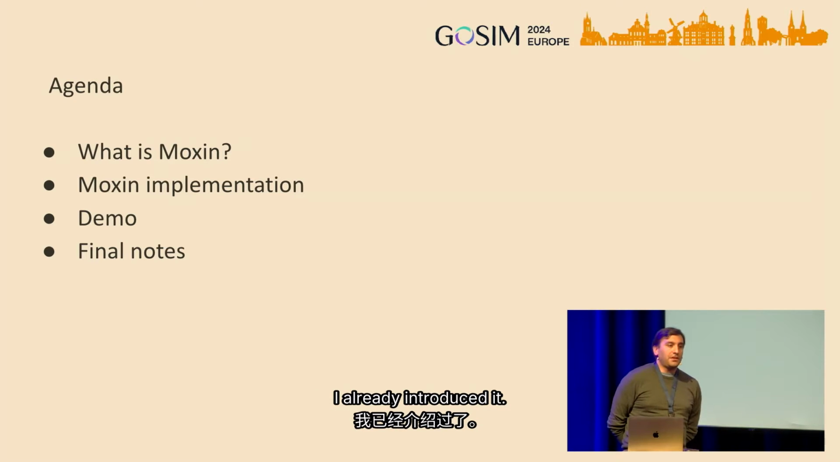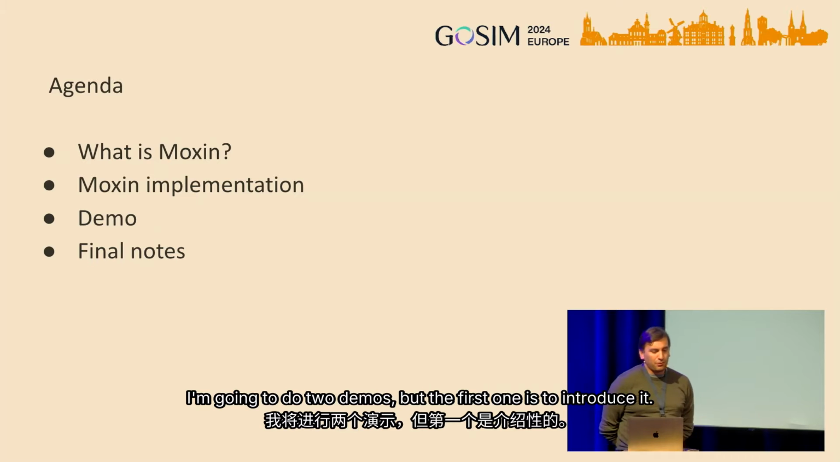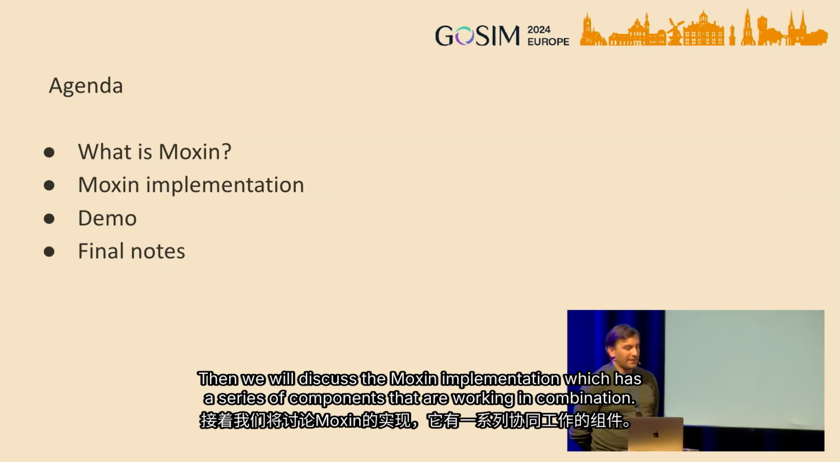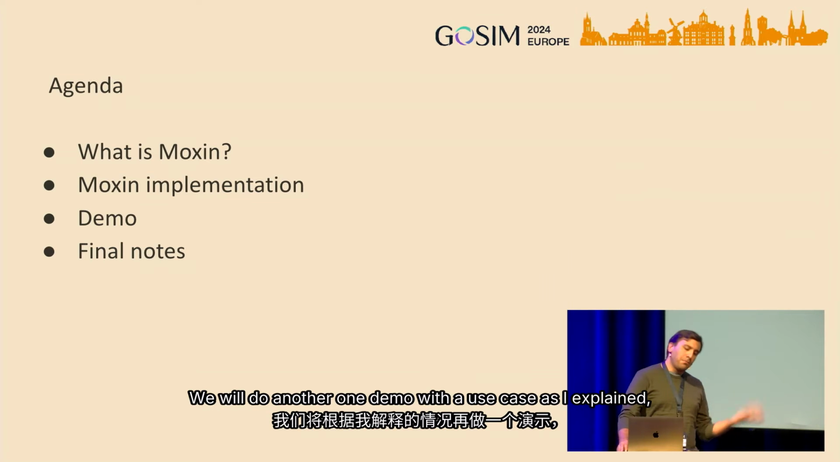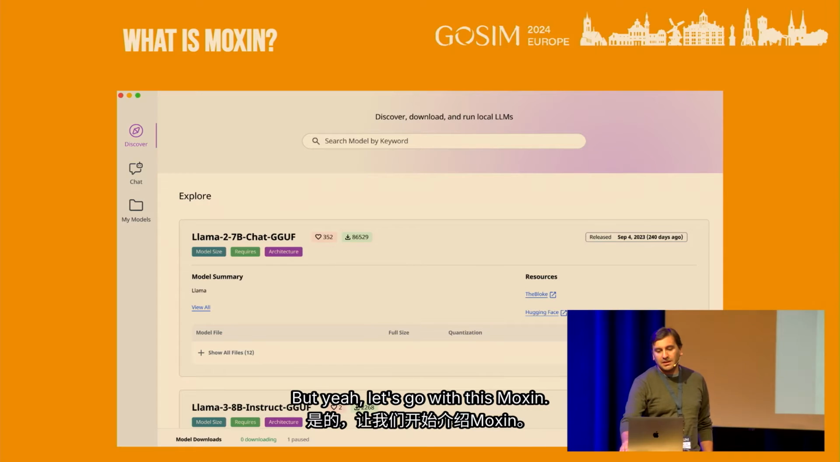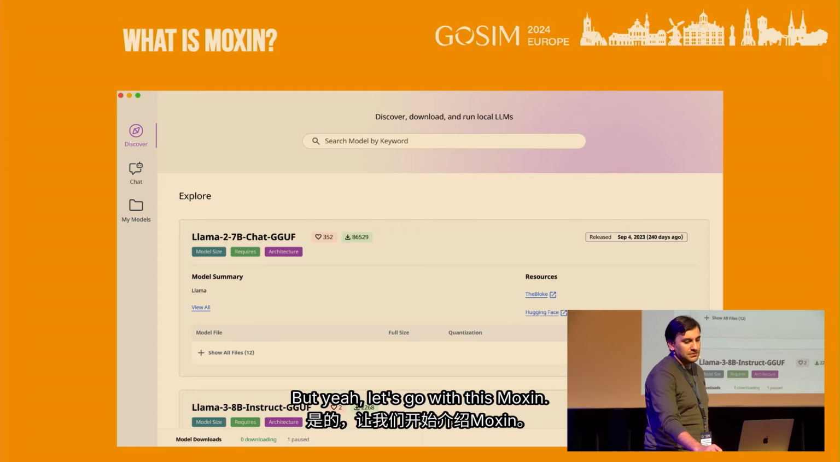I already introduced it. It's a little application. I'm going to do two demos, but the first one is to introduce it. We will start with that demo and a little explanation. Then we will discuss the Moxin implementation, which has a series of components working in combination. We will do another demo with a use case, as I explained, showing how a user will use this application to take advantage of the models, and of course, closing notes. But yeah, let's go with this.